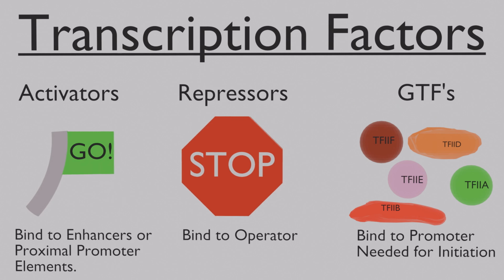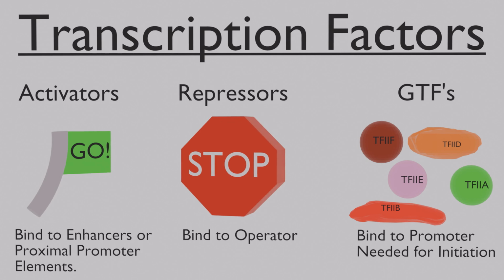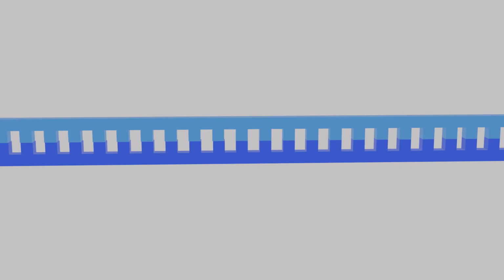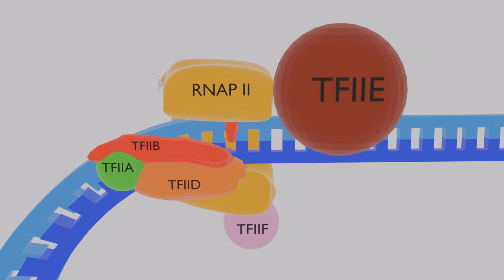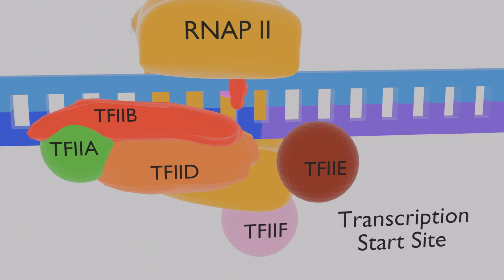Transcription factors are proteins which control the rate of transcription. Examples include activators, repressors, and general transcription factors. General transcription factors are sequentially assembled for a pre-initiation complex necessary for transcription initiation.